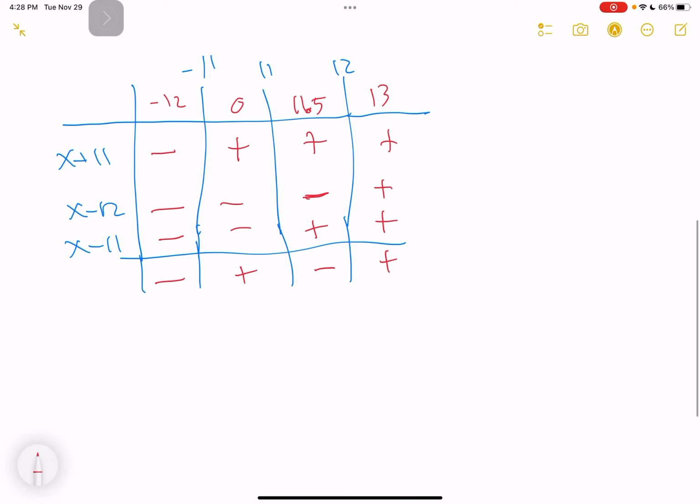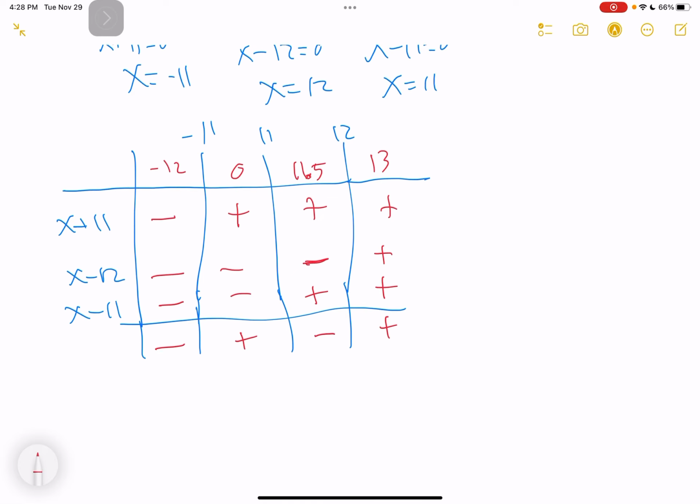Okay, so we want to know where it's going to be greater than or equal to 0. And none of these are in the denominator, so we got this part and we have this. So the interval is going to be negative 11 to 11, union with 12 to infinity. And that's it.